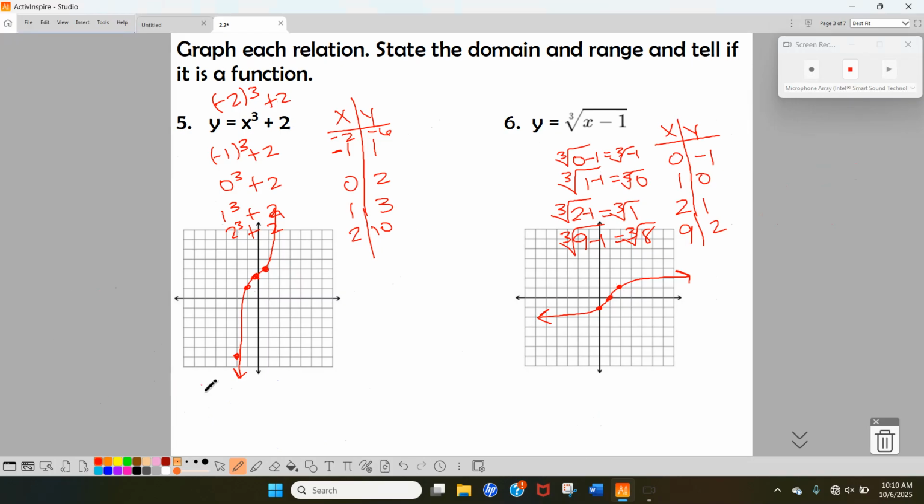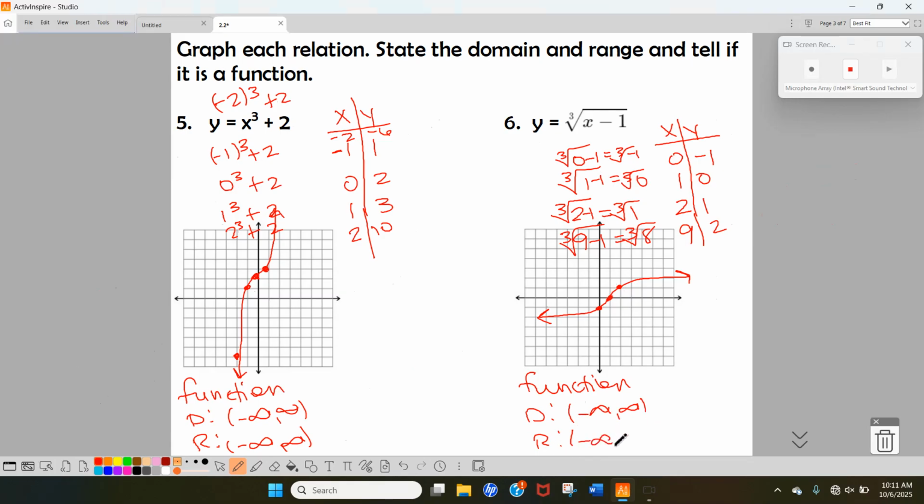All right, both of these are functions, and both of them go forever in both directions. So they both have a domain and a range of all real numbers. Now, when it comes to doing this on a test, we're going to have better plans as we move through some of the lessons. So, yes, you're going to have to make a table of some sort on a test. So make sure you're capable of doing that.